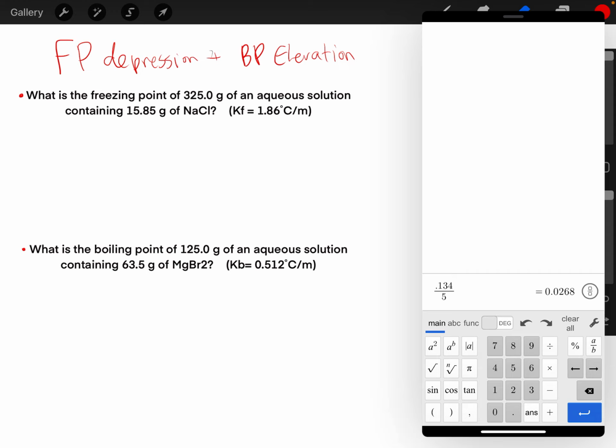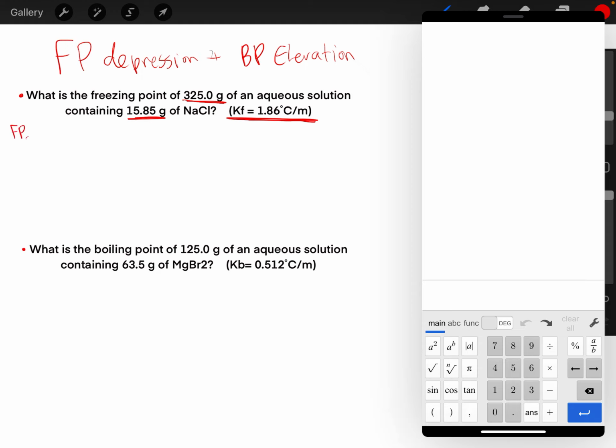Okay, so this first one says, what is the freezing point of 325 grams of an aqueous solution containing 15.85 grams of NaCl with the Kf value of 1.86 degrees Celsius per m? So I'm going to go ahead and underline all the numbers that they gave me because that's going to be important later.